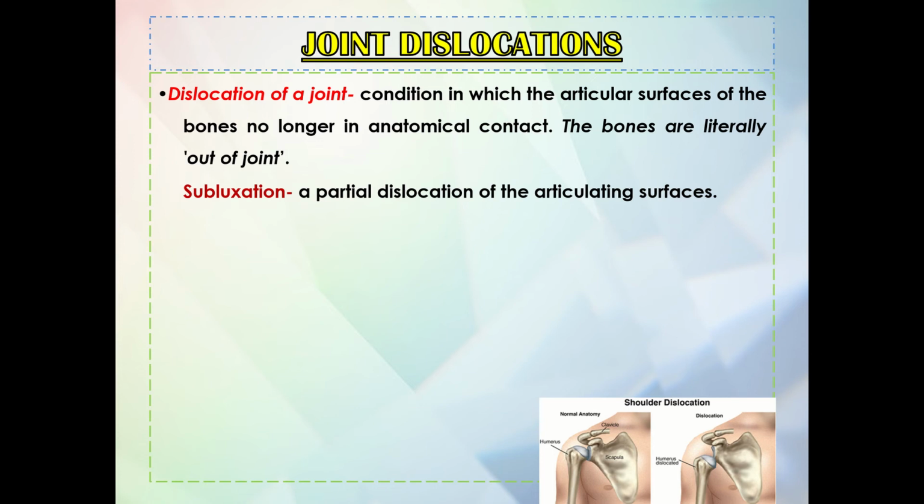So yung bones natin ay hindi na magkadikit, meaning nagkahiwalay yung joints na yon. We have another term here, subluxation. This is a partial dislocation of the articulating surfaces. So meaning hindi totally nagkaroon ng dislocation. Hindi siya totally na out of joint. Partially lang. So that is subluxation.